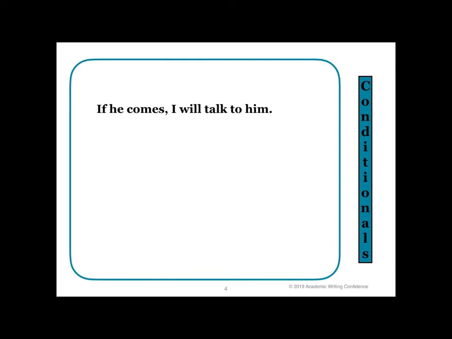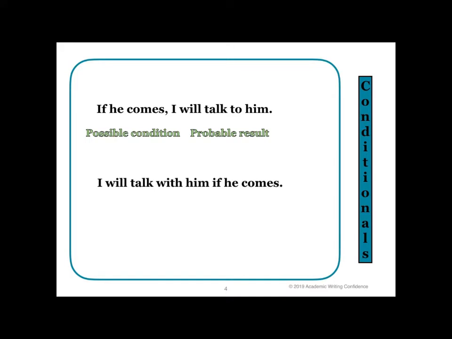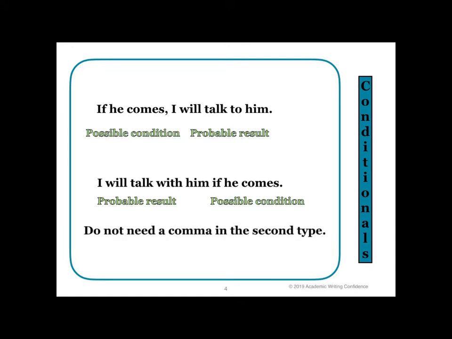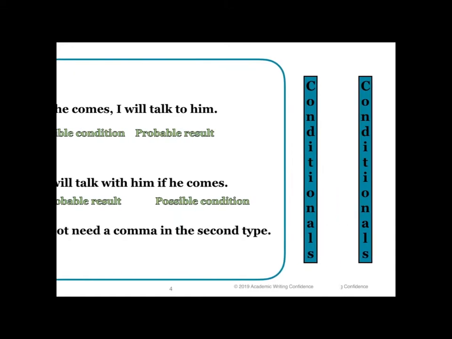Let's look at another example. If he comes, I will talk to him. Here the possible condition is if he comes. The probable result would be I will talk to him. Now the other pattern would be like this: I will talk with him if he comes. So here the probable result comes first, and then the possible condition. Notice that in the second type of conditional sentence, you do not need a comma.